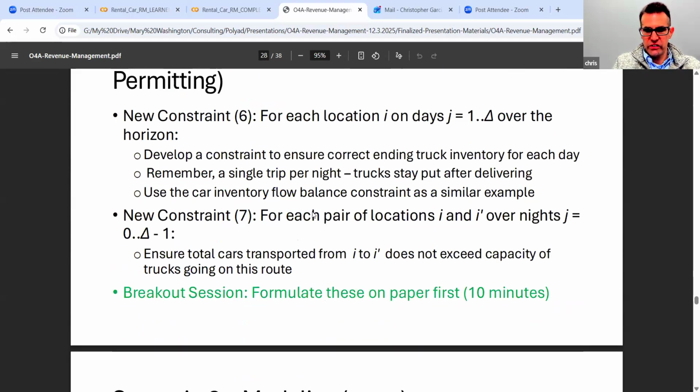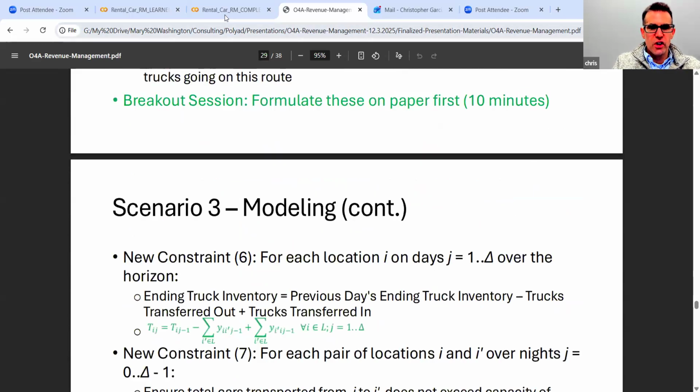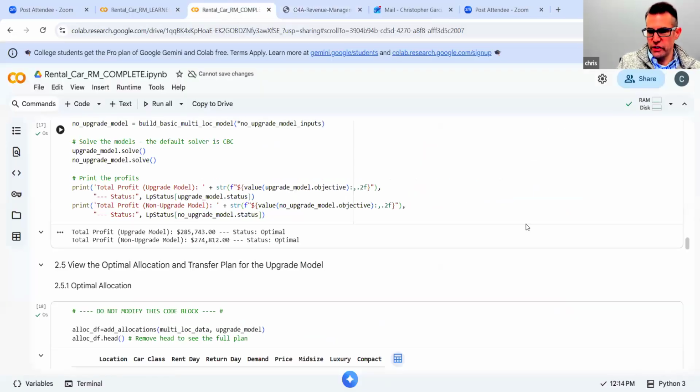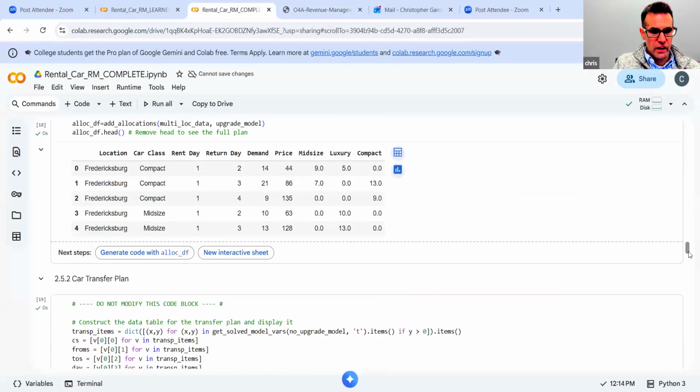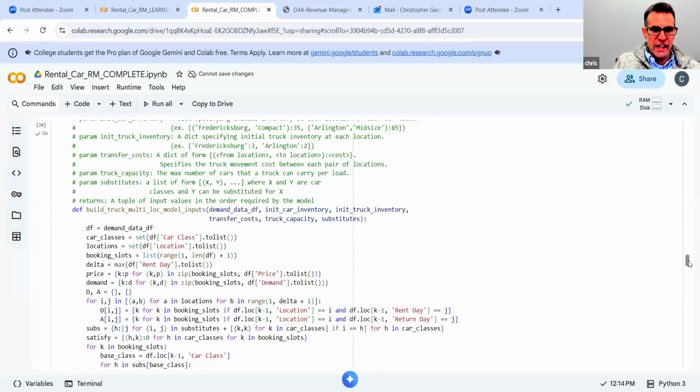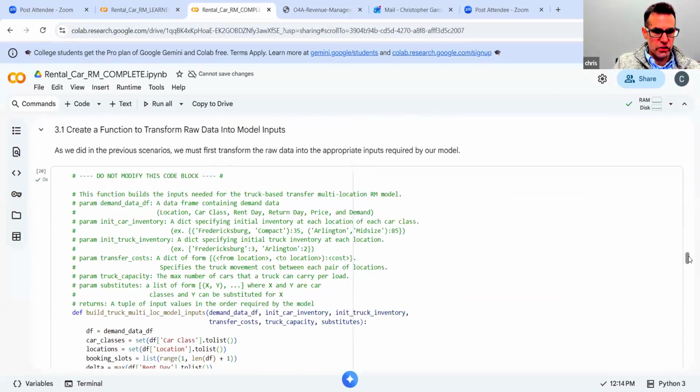Okay, let me take a second here. I'm going to show in the notebook. We'll go through the complete notebook just so you can see the modeling. It really doesn't get that much different. No super exciting new things as we progress from one scenario to another when we look at the actual code here. It's just a matter of adding in some additional constraints, those constraints that we looked at.